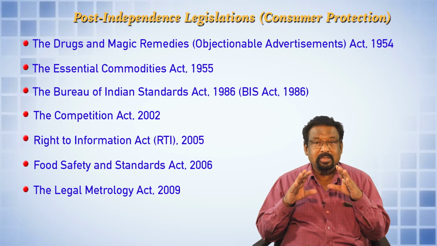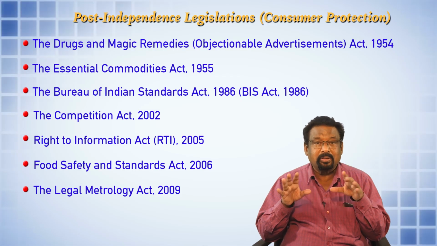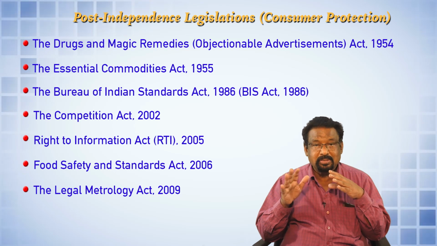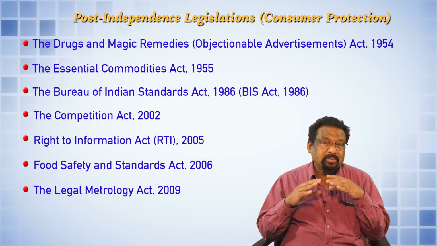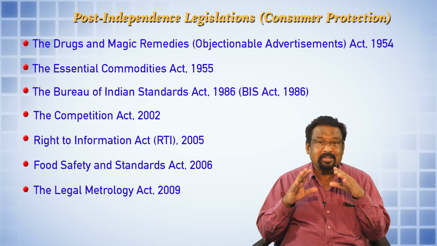These legislations are called the Drugs and Magic Remedies Objectionable Advertisement Act, passed in the year 1954. Then the next major act is the Essential Commodities Act 1955, which is also a point of discussion, as the amendment made in this act is covered in the farmers' agitation going on these days. Now, the third one is the Bureau of Indian Standards Act 1986.